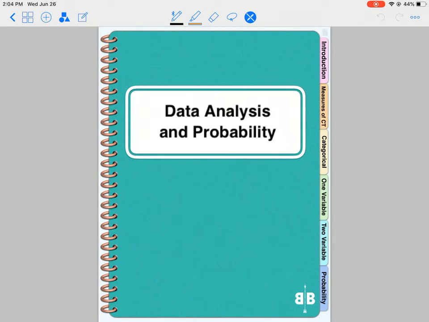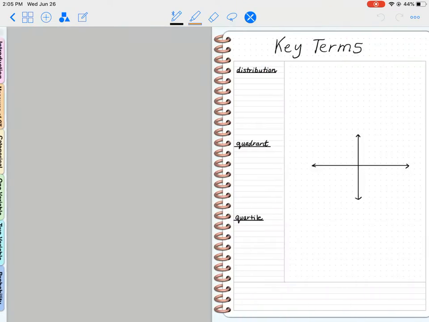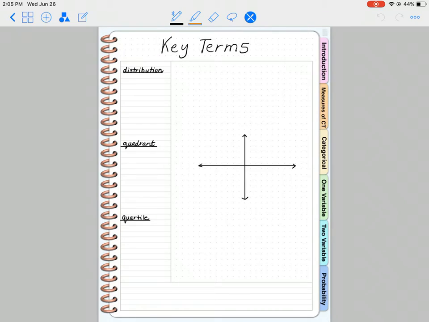We are ready to start Module 4, which is one variable data. So if you turn to that tab in your notebook, we're looking at how to display one variable data. And we are going to begin with some definitions, with some terms. So in your student workbook, you have a page that looks very much like this. And let's add to that just a little bit.